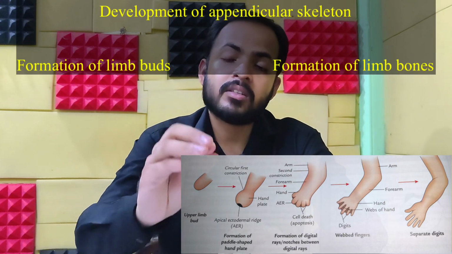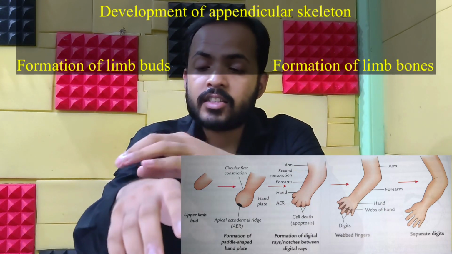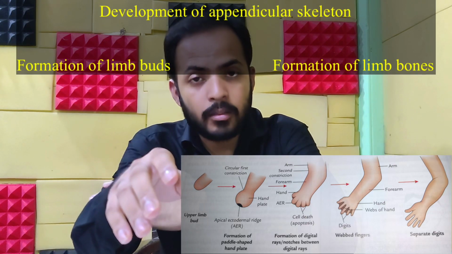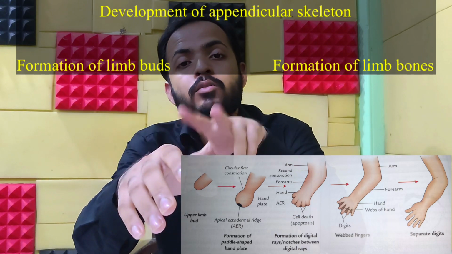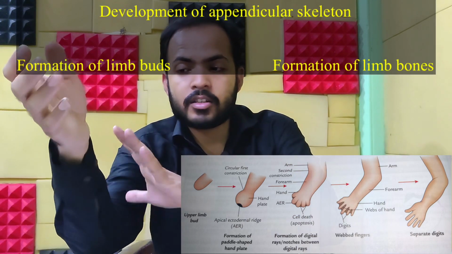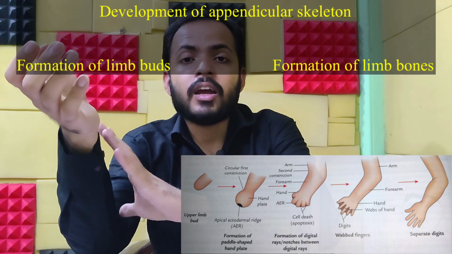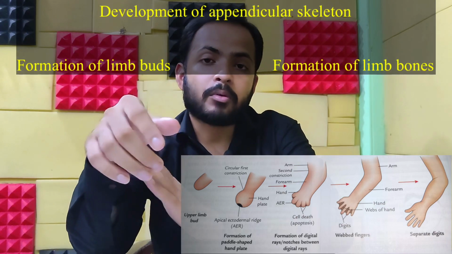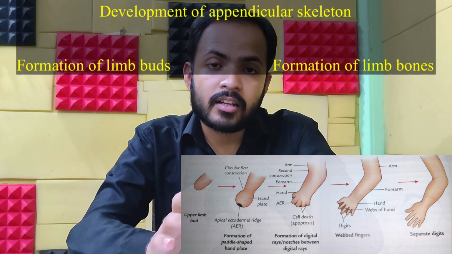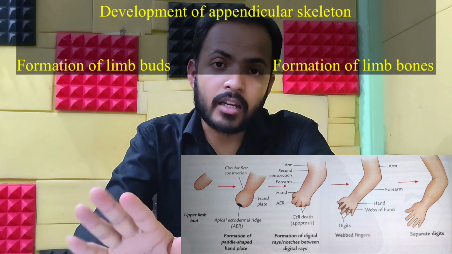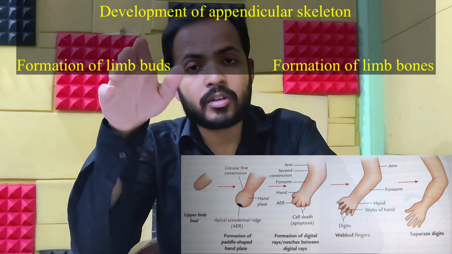After a few weeks, distal to this hand plate or foot plate, a second constriction appears in the limb, and due to this constriction the entire limb divides into two segments. One is proximal, another is distal. The proximal part we call the forearm, and the distal part we call the hand. Same in the lower limb: the proximal part we call the thigh, and the distal part we call the leg. And when the cells of these apical ectodermal ridges die, after that the digits form, the fingers and the toes, after a few weeks.